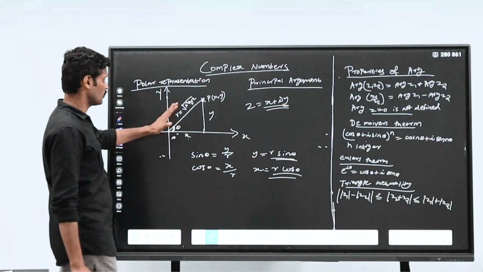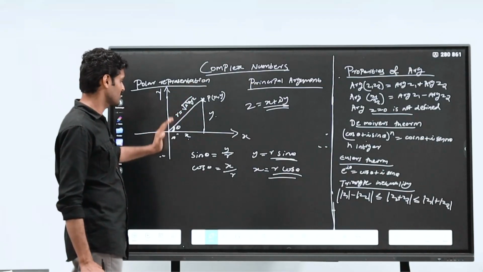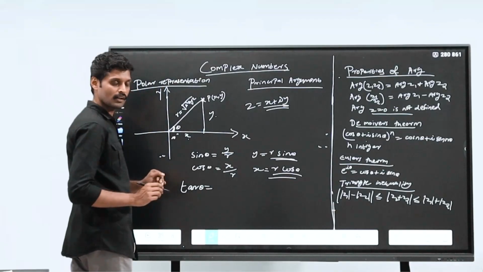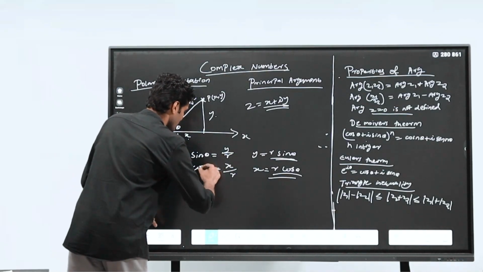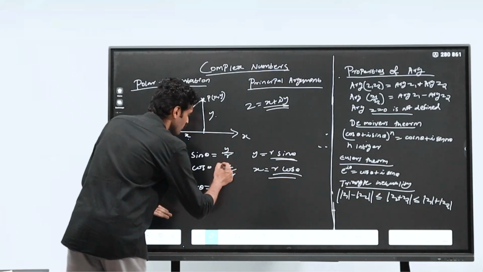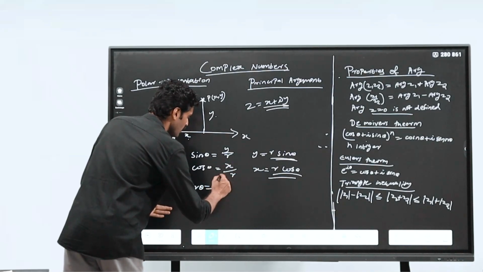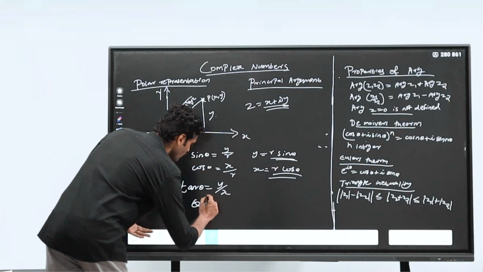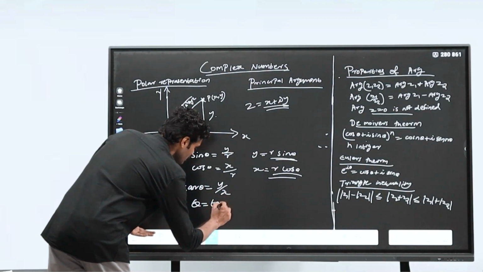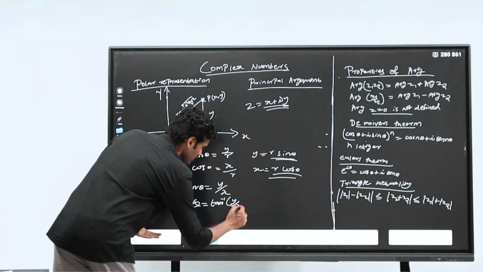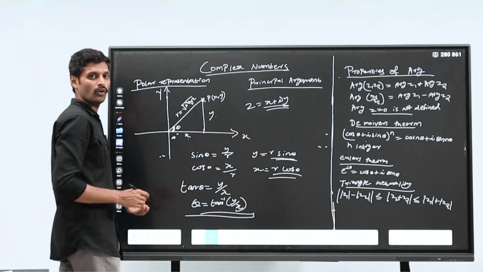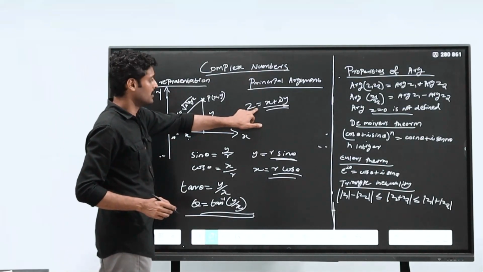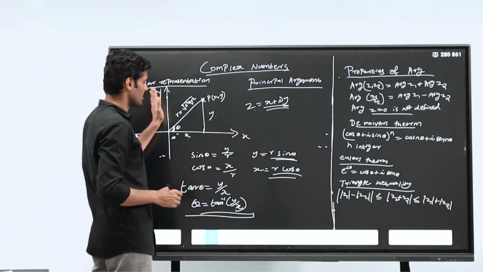Okay, so the tangent, tan theta, will be sine theta by cosine theta, that is y by r over x by r, that means y by x, or theta equal to tan inverse of y by x.